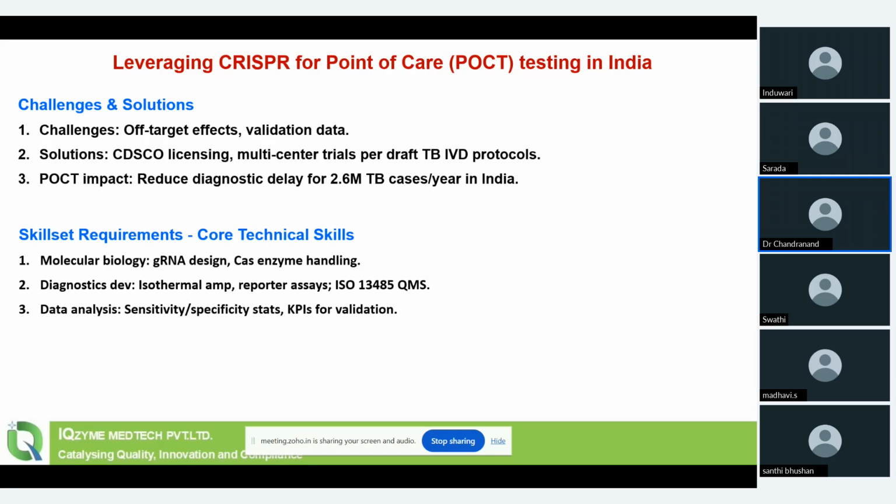Now, what are the skill set requirements or core technical skills required? As I said earlier, molecular biology: how to design a guided RNA, how to handle the enzyme, not only the Cas enzyme but handling enzymes in a laboratory in general, I need not tell you. There are a lot of cold chain requirements, even while you are handling sensitive enzymes like Cas or any other laboratory-grade enzymes.